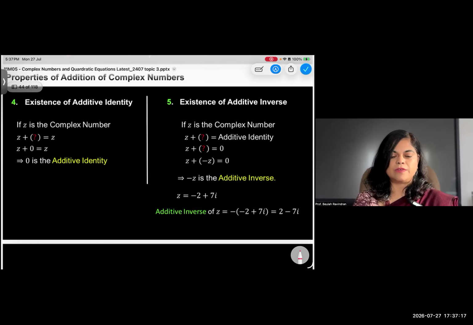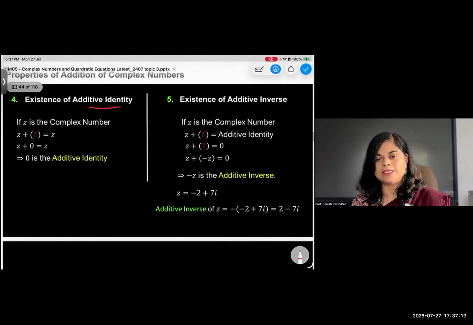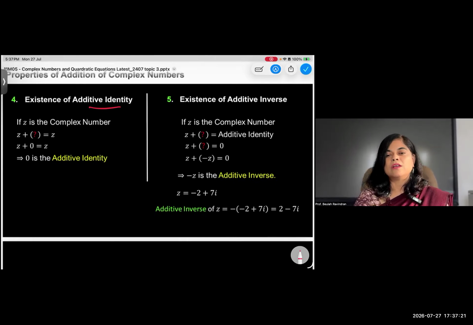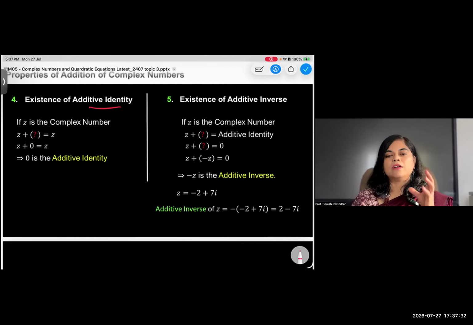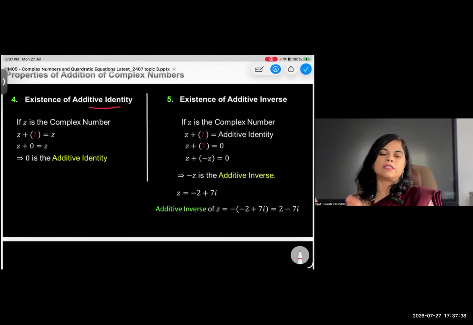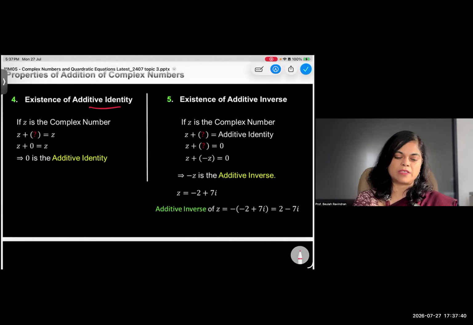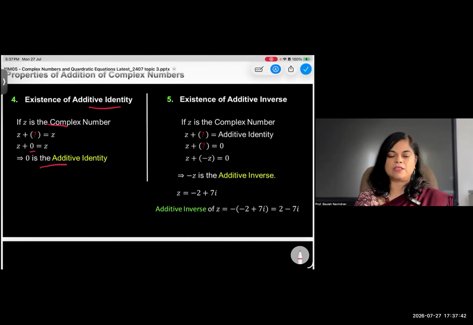Then, the existence of additive identity. What is an additive identity? Zero, right? So what is an identity? If you add the identity to a number, then the same number will be the result. So definitely it will be the zero number. Zero is added to the number so that it produces the same number. So if Z is a complex number and zero is added, then zero is the additive identity.